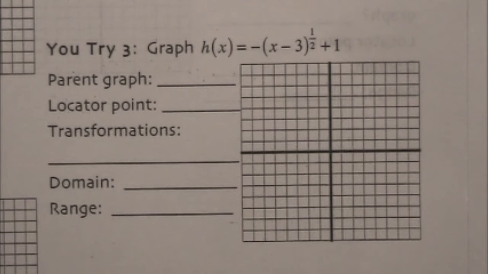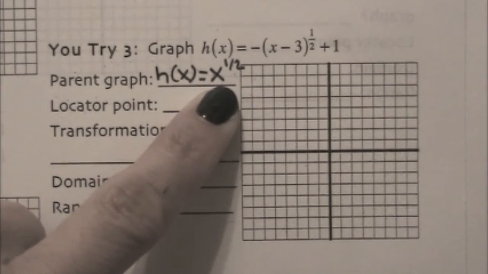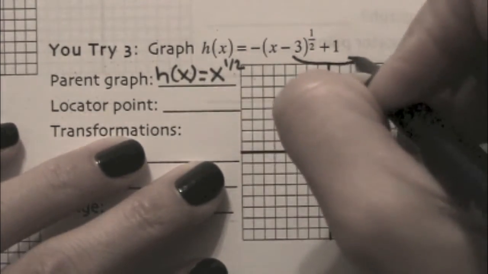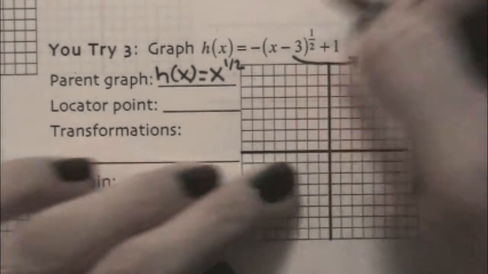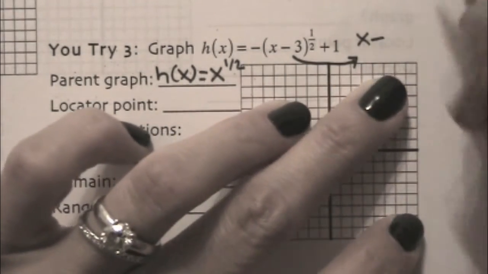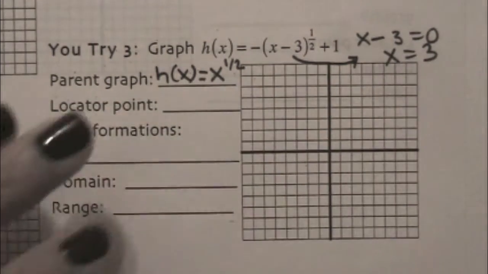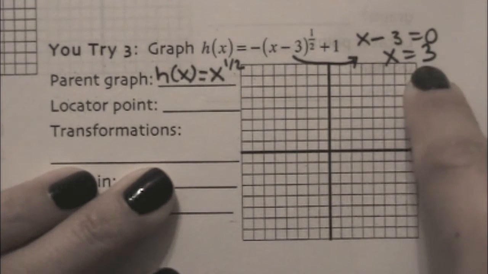In this equation we have h of x equals negative, and then quantity x minus 3 to the 1/2, and then a plus 1. So your parent graph is x to the 1/2, which again is the same as the square root of x. To find our transformations, we're going to take that inside part and set it equal to 0. So you get x equals 3. So that's going to be a right 3.